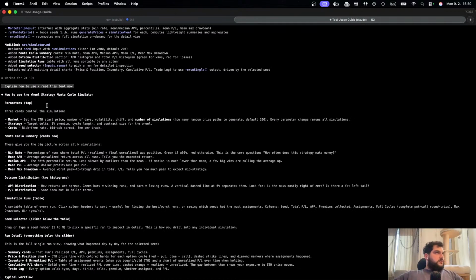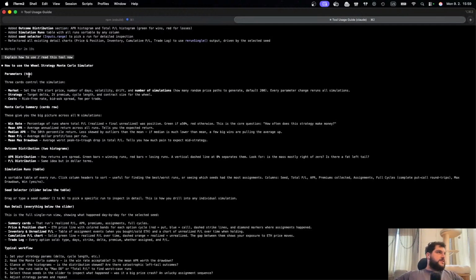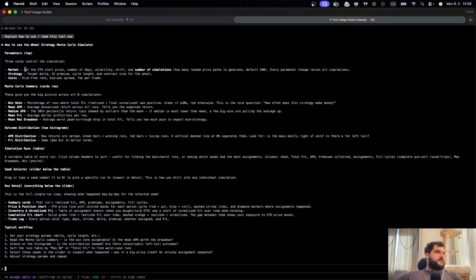Okay, so this is how to use it. Parameter stop. These cards control the simulation. Market sets the start price, number of days, volatility, drift, and number of simulations. How many random price paths to generate? Default 200. Every parameter change reruns all simulations.